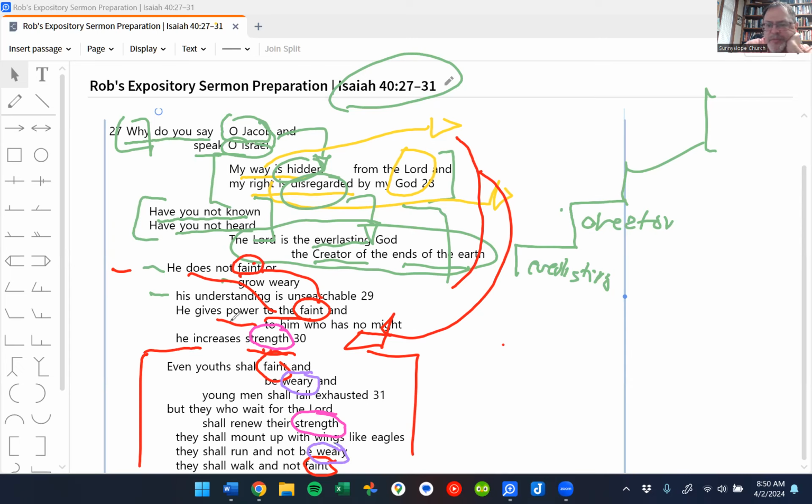And then you'll notice that here's how it ends. All these repetitions, in English anyways, of the word shall, and maybe that's just a way of outlining the promise that God has for his people. This is what they shall do. They'll renew their strength. They'll mount like eagles. They'll run and they'll walk and not be faint.